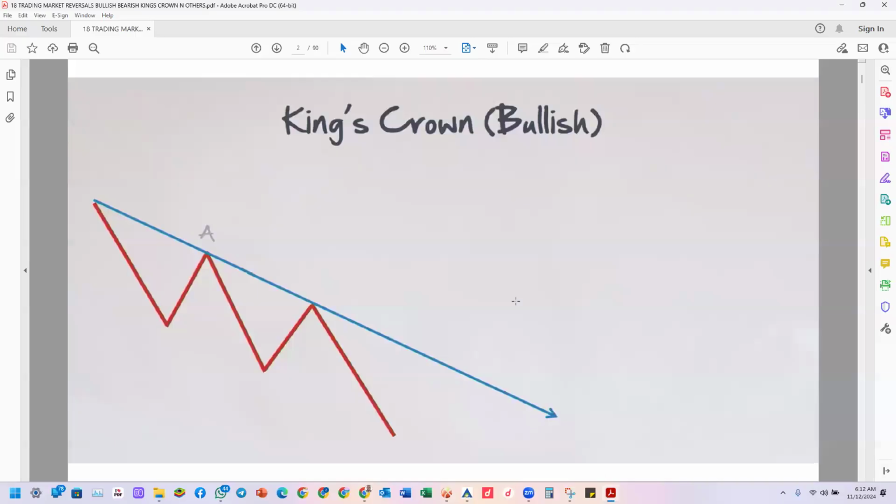So if we just backtrack a little bit, we talked about the market that is making lower lows. That is, the market is in a downtrend. And then for us to have the bullish King's Crown, that's for the market to switch to bullish, the market will have to break the trend line, right? So when the market is trending to the downside, it will stay below the trend line. You agree with me? To stay below the trend line. But when the market is trending to the upside, it stays above the trend line. So in this scenario, the market is actually below the trend line right now.